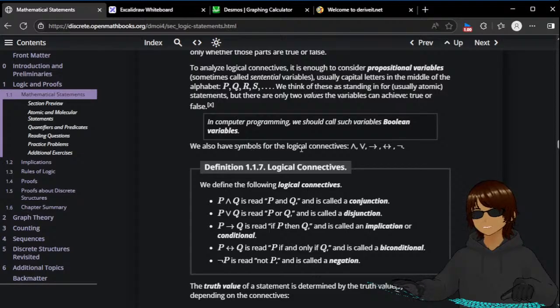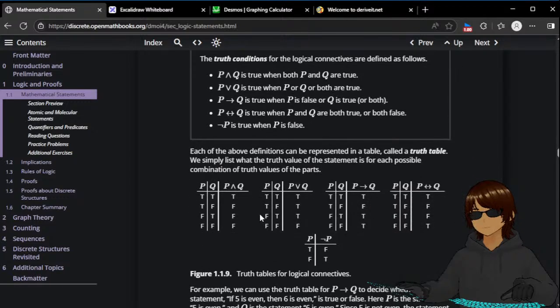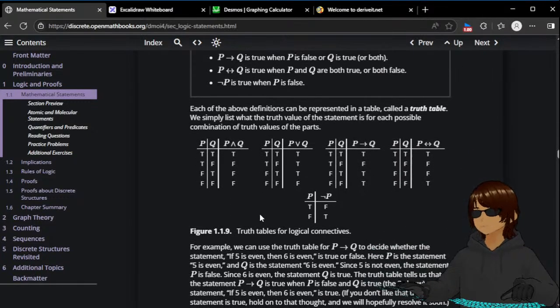We can also have symbols for logical connectives. So, and, well, this looks like an A. We have or, which is an upside down and. We have implies, if and only if, and not. And then we have a binary. So: and, or, implies, if and only if, not.